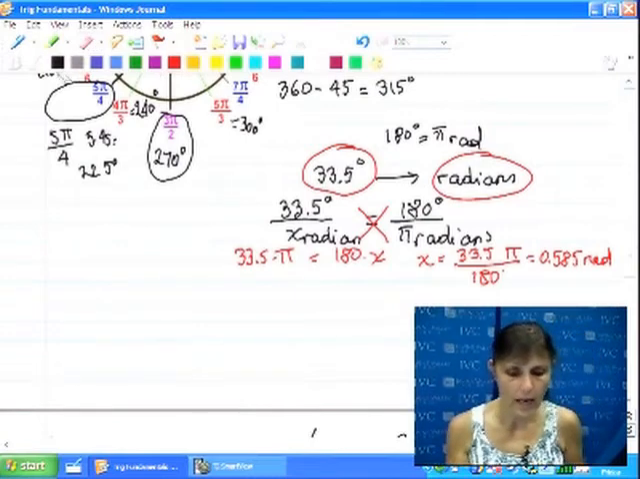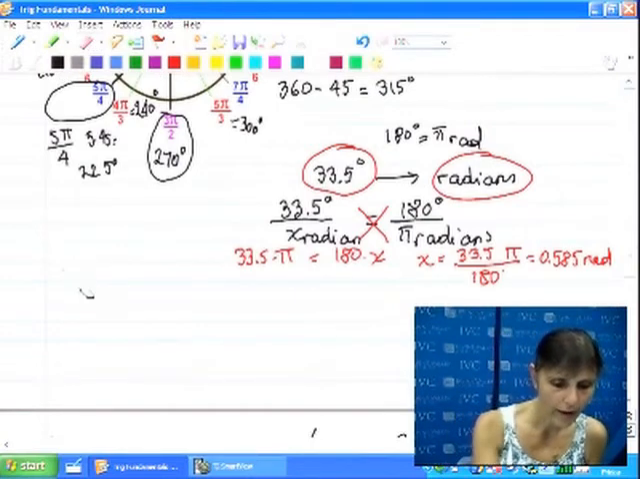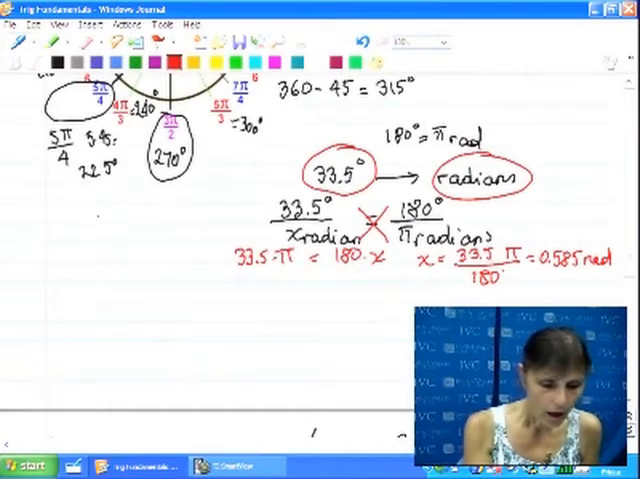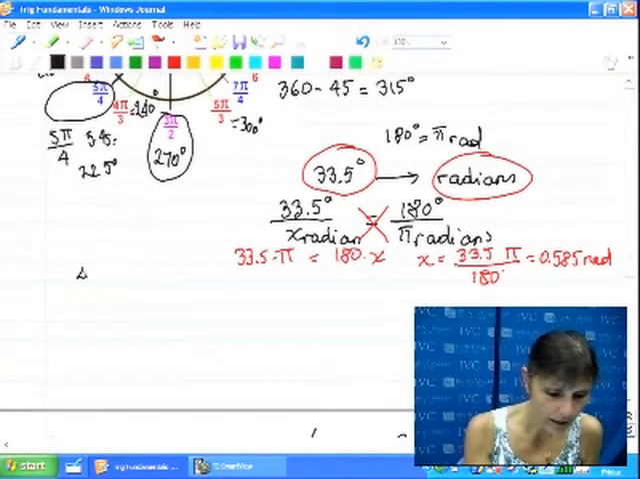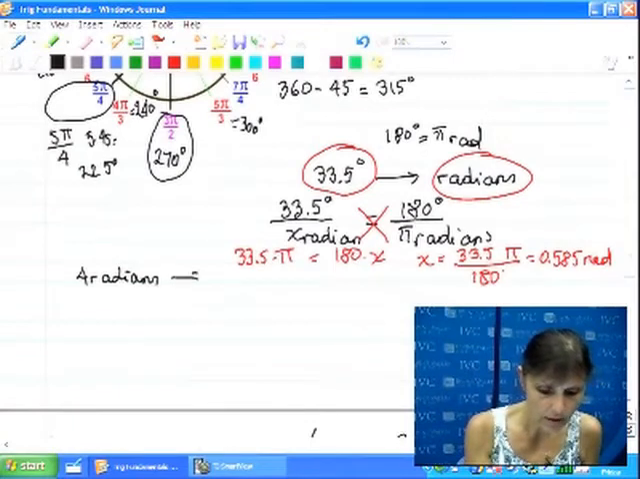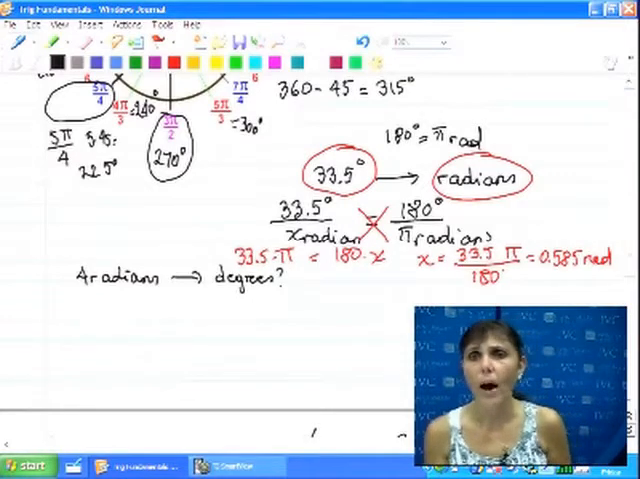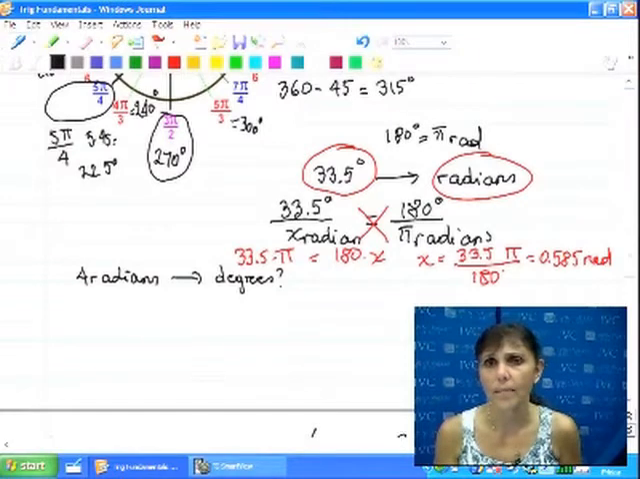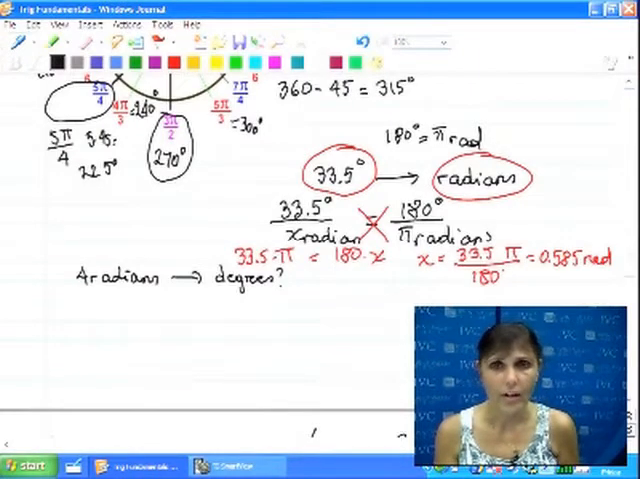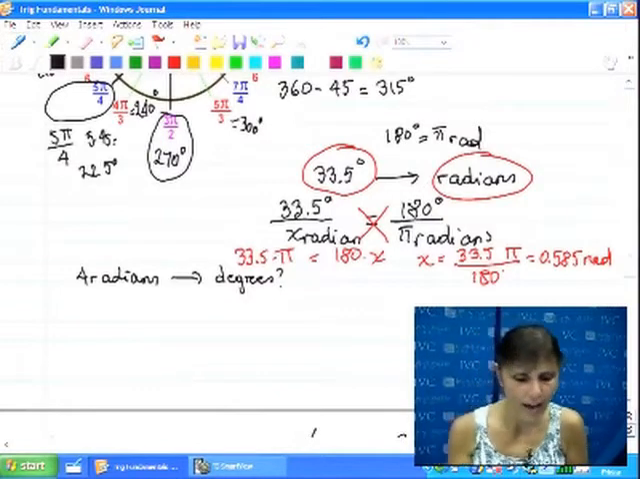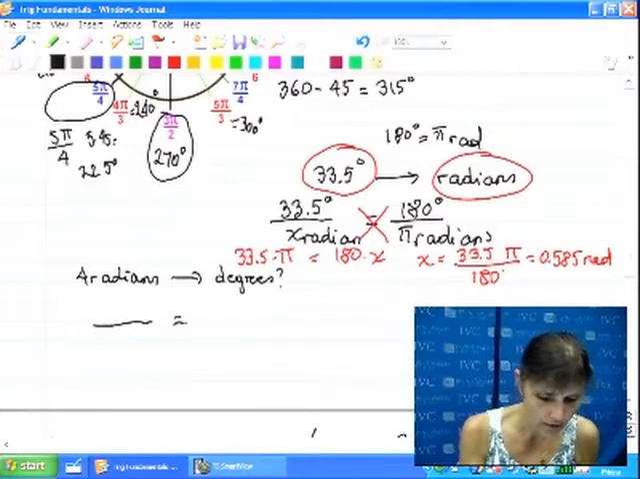Okay. So let's say I am going to find out 4 radians. How many degrees is that? Okay. Now I know that pi is 180. So pi is 3.14. So this is going to be a little bit more than 180. I kind of have a feeling for that. So let's put our proportion together.